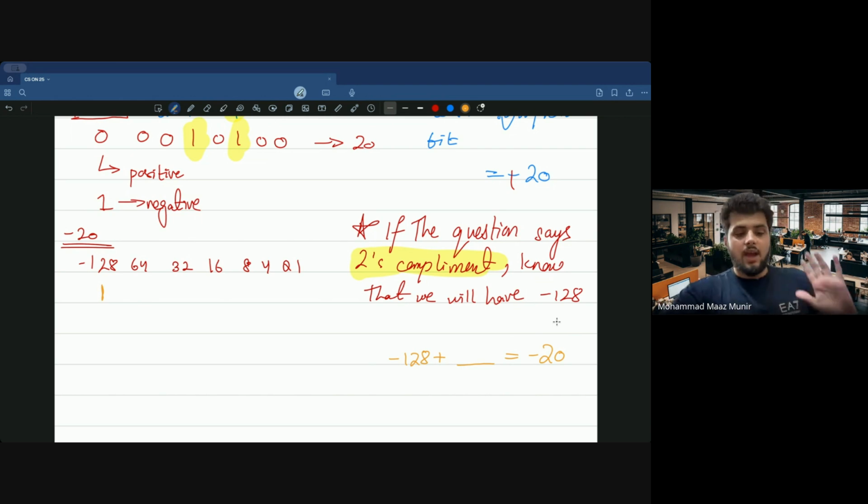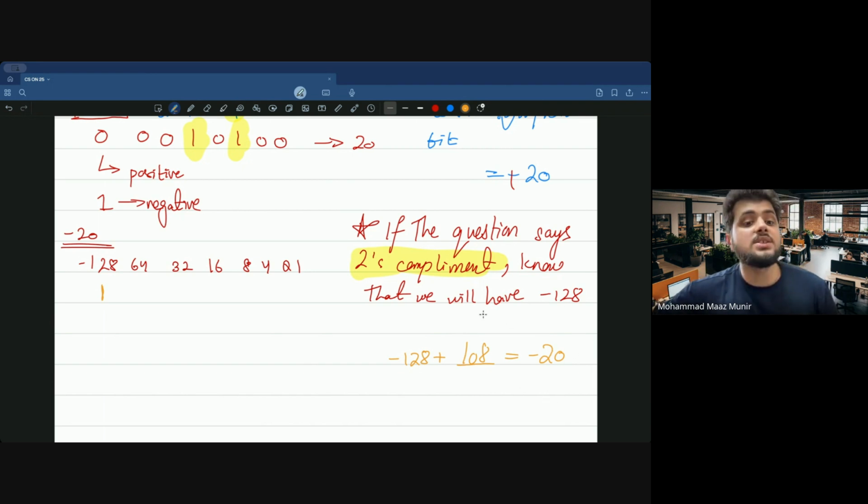As I mentioned again, your mental skills need to be really, really good when you are dealing with such binary numbers, because you don't have a calculator allowed in your exam. Now I need to add something to minus 128 that gets me the answer negative 20. What's going to be that number? It will be 108. So if I do minus 128 plus 108, I will be getting minus 20.